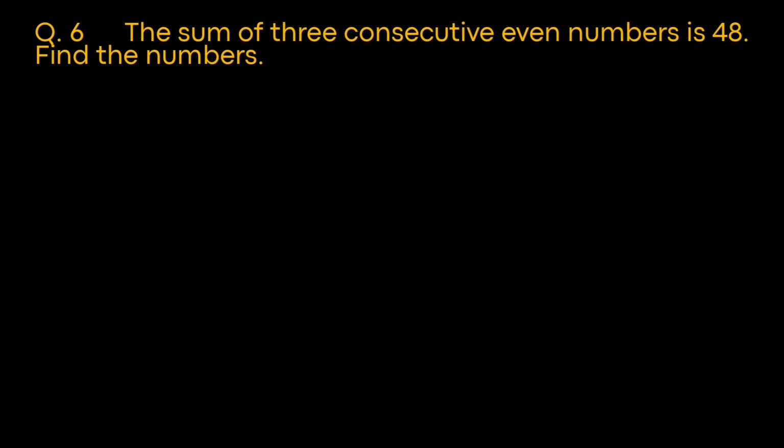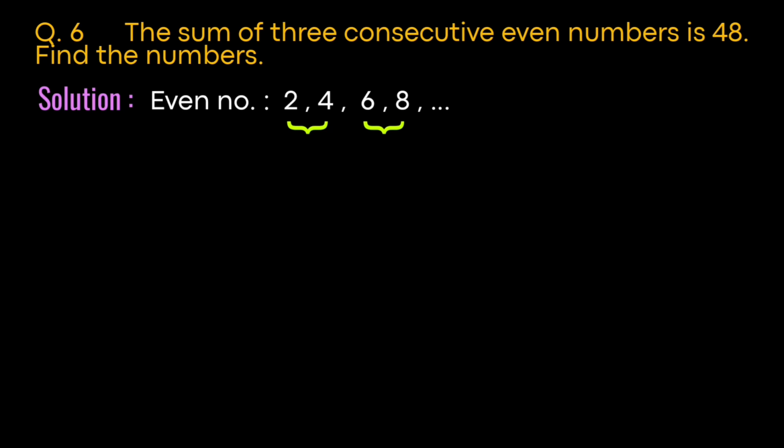Question 6. The sum of three consecutive even numbers is 48. Find the numbers. Solution. The even number series consists of 2, 4, 6, 8, 10 and so on. If we see the series, we can see the difference between two consecutive even numbers is always 2.